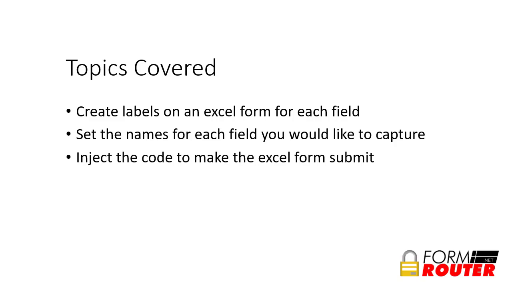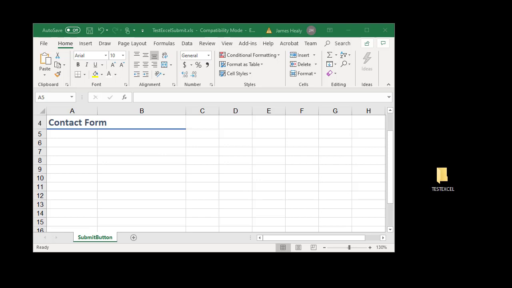What I'm going to do here is show you how to create labels on your Excel form for each field, if you want them, of course. Second, how to set a name for each field that you'd like to capture out of the Excel form when you submit it. And then finally, how to inject some code into the Excel form in the form of a button that will make it so that when somebody fills out your form and hits submit, the form transmits just like an HTML form online. Let's start by creating a simple contact form.